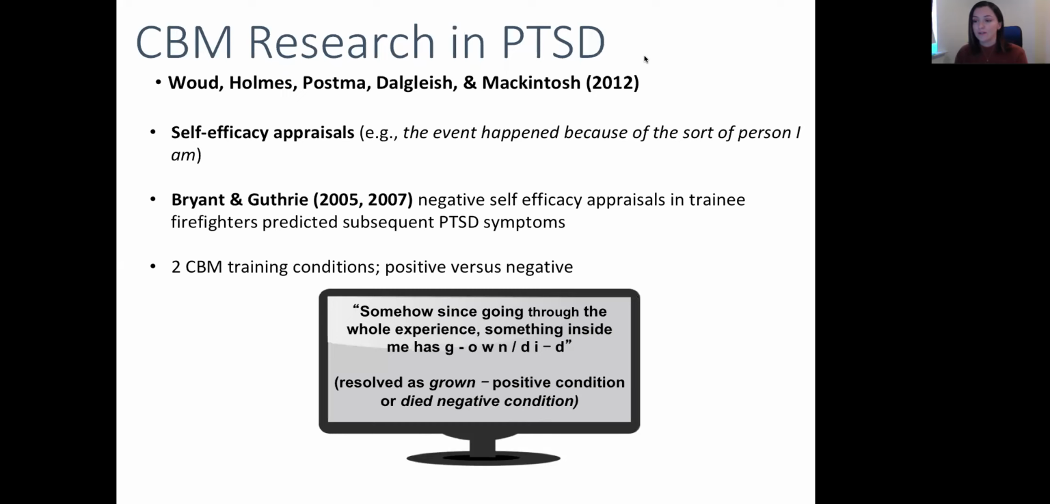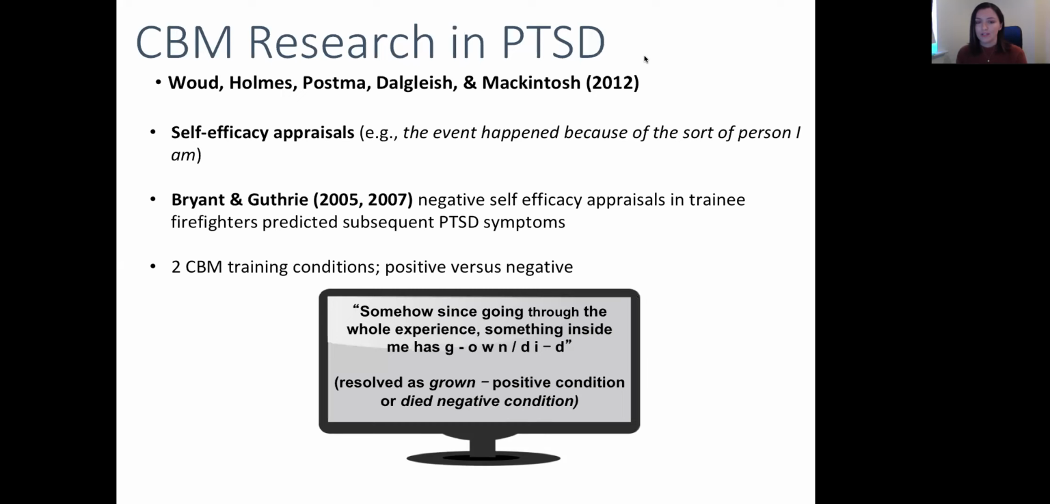So for example, some prospective work was conducted where trainee firefighters completed the Post-Traumatic Cognitions Inventory, the PTCI, which measures appraisals. And they completed that before they were exposed to any stressful situations in relation to their work. And these firefighters were then assessed for PTSD symptoms after 6 months and again 4 years later. And the results showed that negative self-efficacy appraisals at baseline predicted subsequent PTSD.